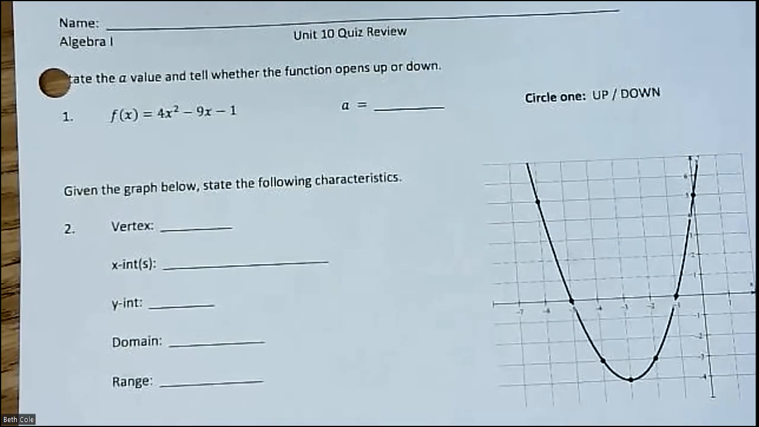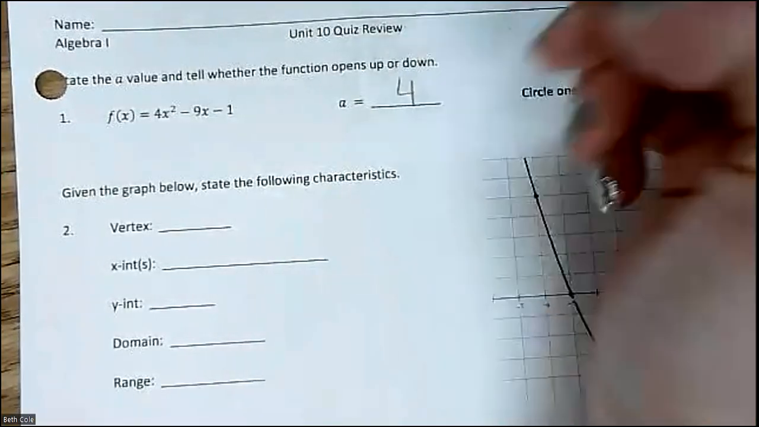So for the first one, it says, what is the A value? A is whatever's in front of the X squared, B is whatever's in front of the X, C is the leftover number. It goes A, B, C. So which one of those numbers do you think is A? 4. 4, very good. A is 4.